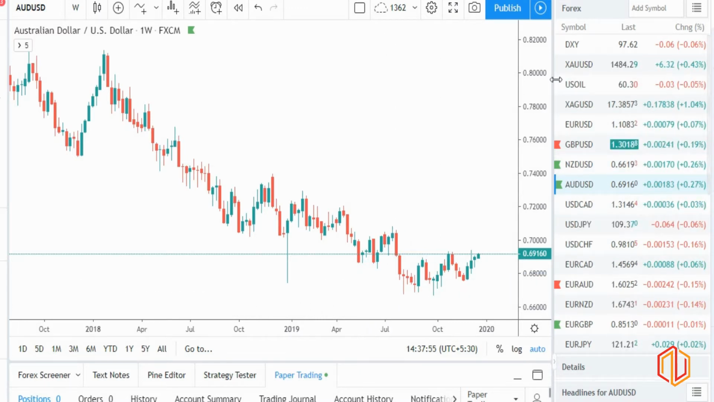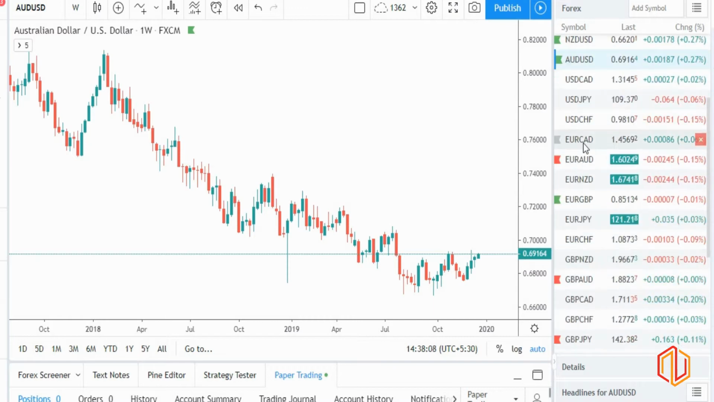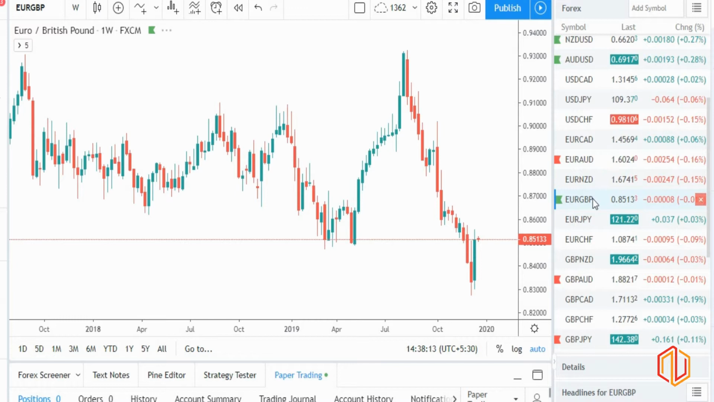So as you can clearly see this week, the focus is more on the cross currency pairs and not the major currency pairs, right? The major currency pairs are not trending very well except GBP USD. So we will take a look at the cross currency pairs. I'd like to start with EURGBP.